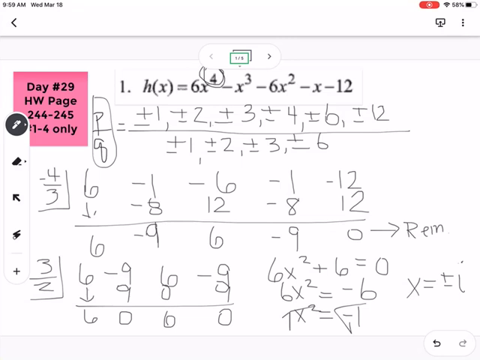So our 4 roots are, and I don't know if I have space, but I'm going to try and squeeze it in: x equals -4/3, 3/2, and plus or minus i. Okay, so that's number 1. All right, number 2.